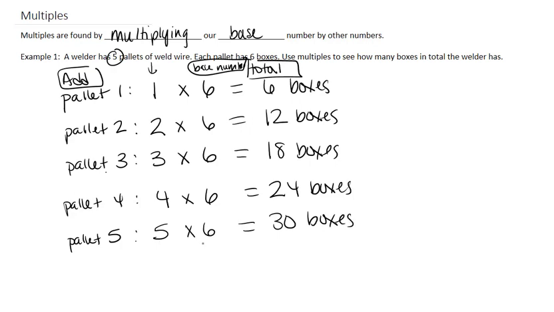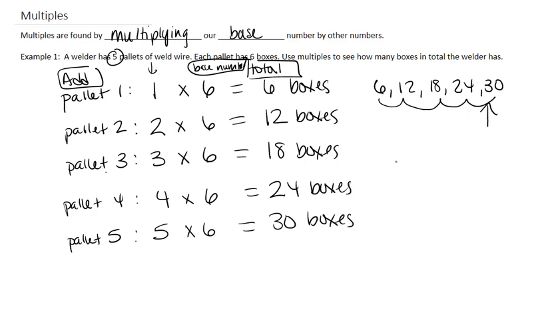So we have 5 pallets with 6 boxes on each one, so a total of 30. We would say we're going to use multiples: 6, 12, 18, 24, and 30. So we can see we have 30 total, but we use multiples to go from box 1 to box 2 to box 3 to box 4 to box 5 to include all of them. So that's how we can use multiples. It's just another way to add them up.